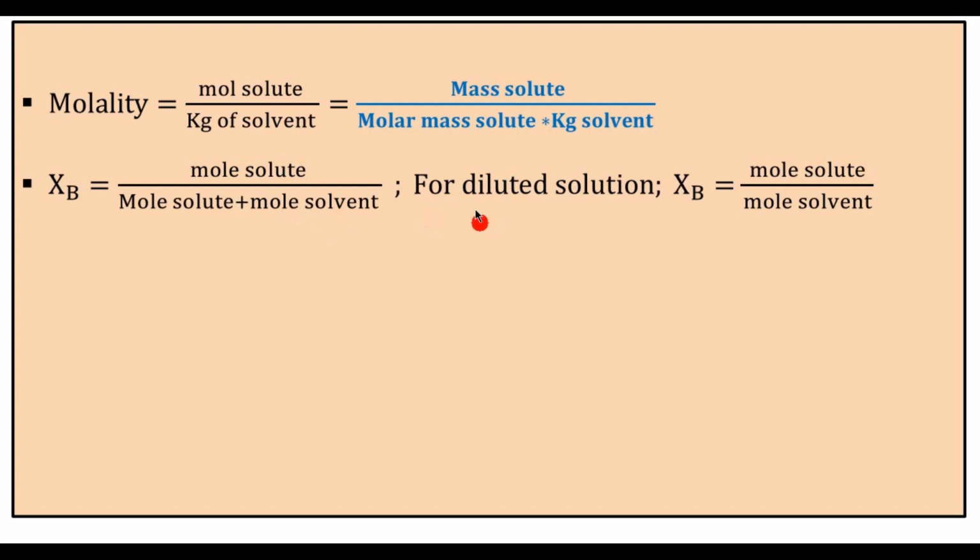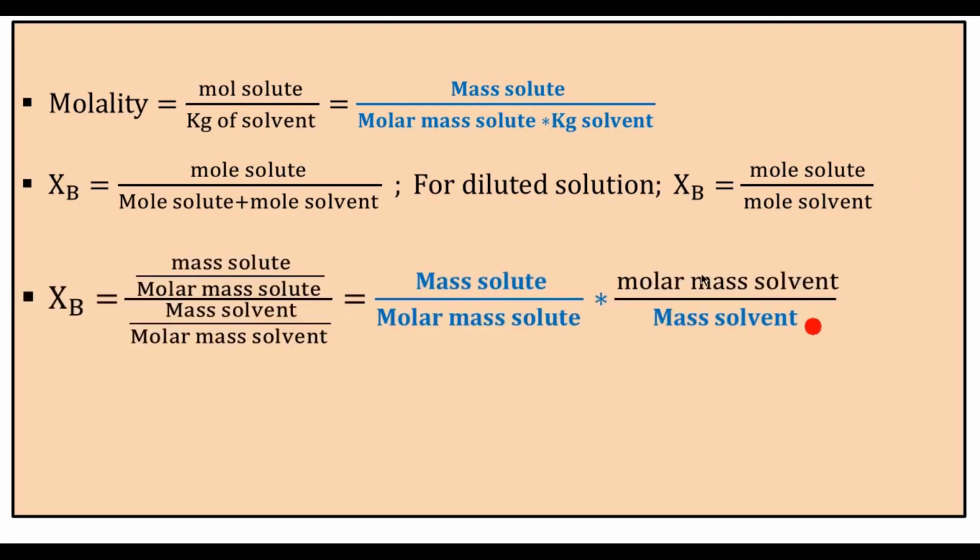That means for the rest of the solution, the XB, or the mole fraction of the solid, will be equal to the moles of solid over the moles of the solvent, because the moles of solid are negligible. But this applies when you have a diluted solution, where the moles of solid are negligible compared to the moles of the solvent.